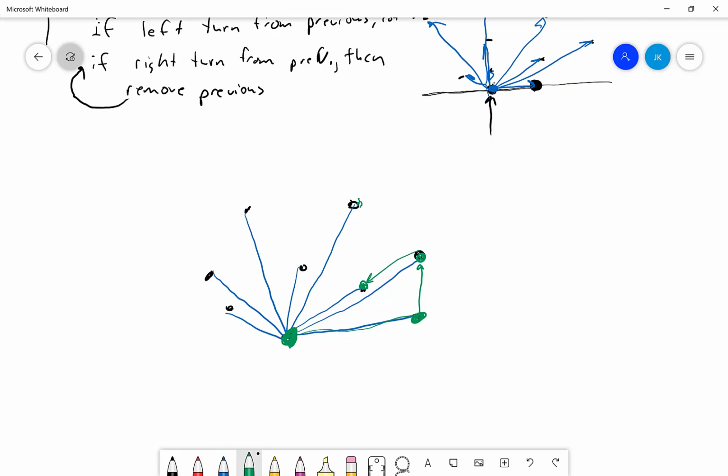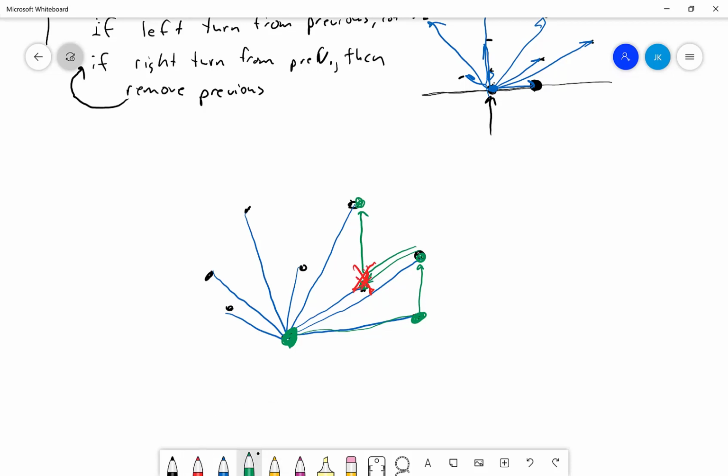Now I add the next point. Now you'll notice something though. I'm going from here to here to here. That is a right-hand turn. And so what I'm going to do is I'm going to remove the previous point. I'm going to remove that point. This one goes away, so it's not there.